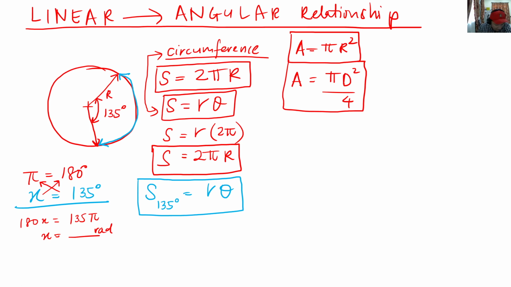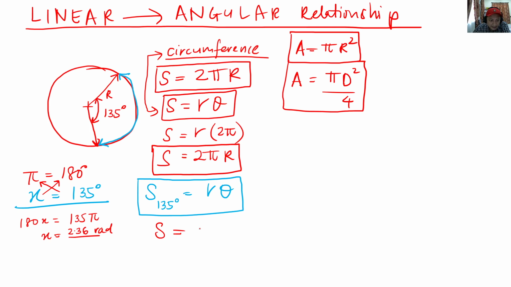X is equal to how many radian? 135 pi divided by 180, 2.35. Okay, 2.35, hopefully correct. 135 pi divided by 180. 2.36 actually. 2.36 radian. Okay, so plug it in.